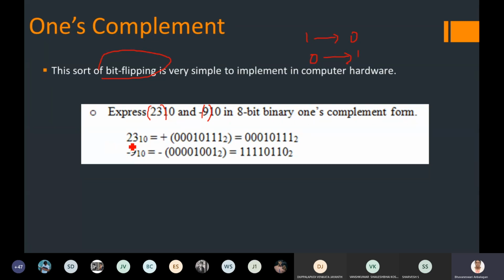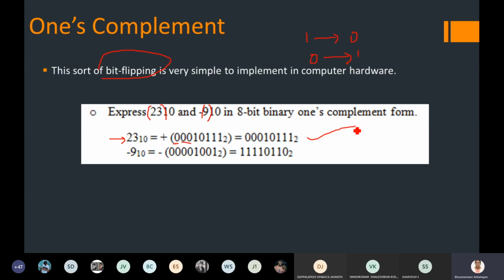So how can you do that? You have to first write down the binary representation of 23, which is 10111. Since it is 8 bits, you have to go up to 7 bits, and the 8th bit is going to be the sign bit. So you can write it down straight here. There is no flipping of bits for a positive number.